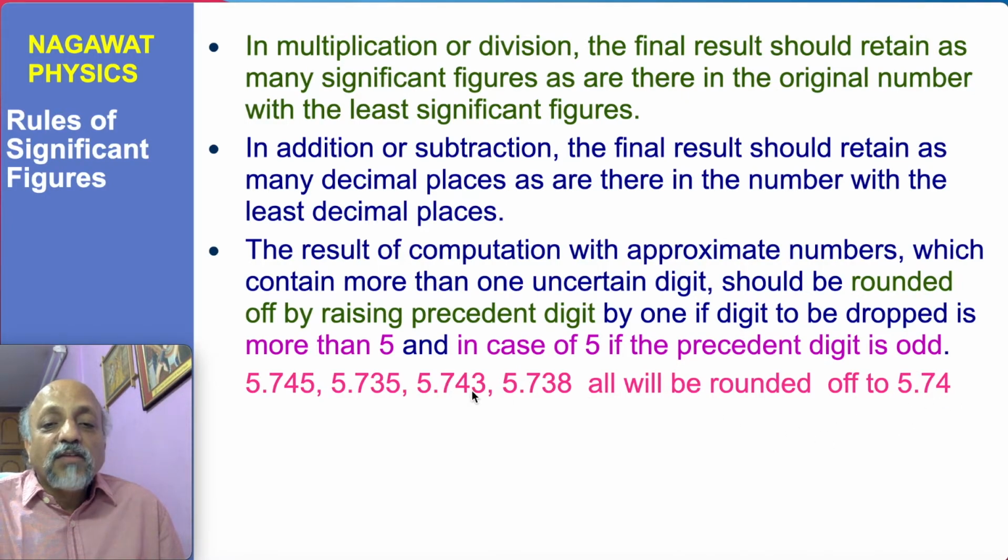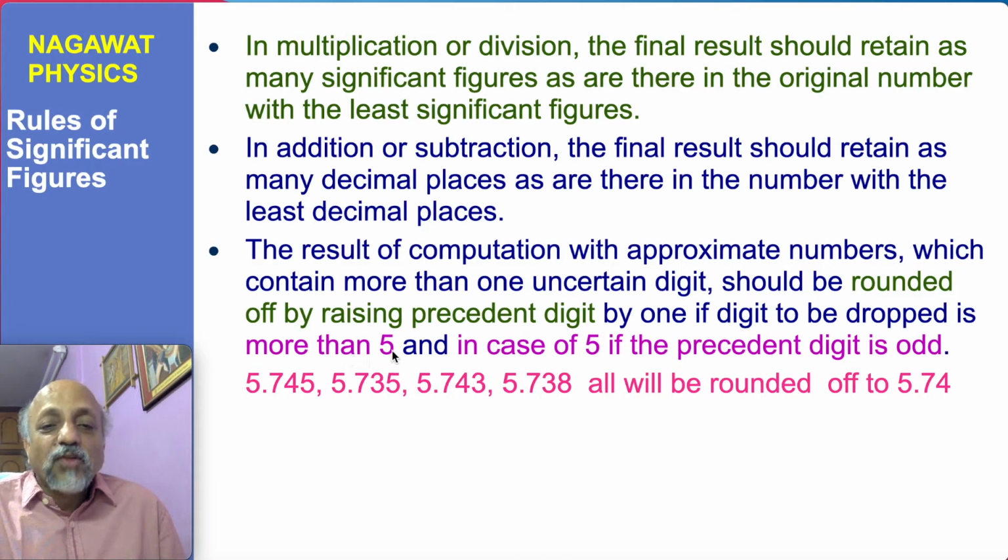But if the digit is less than 5, for example in 5.743, then we will drop this digit 3, and it will be described as 5.74. So whether 5.743 or 5.738, both will be rounded off to 5.74.